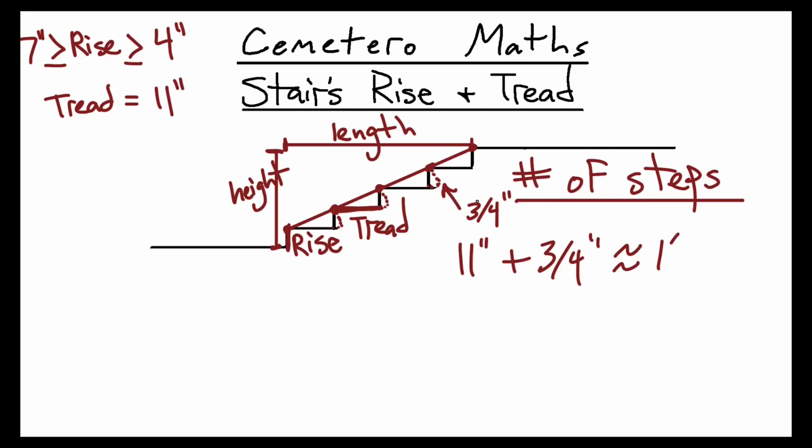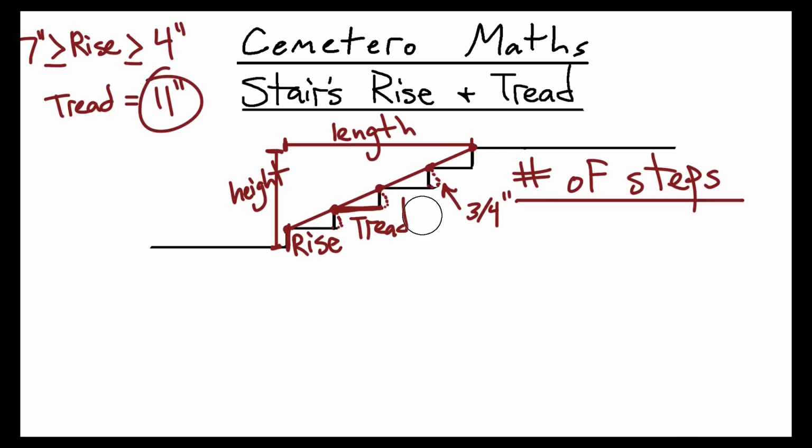But with a 3/4 inch batter from nose to nose, we're going to use 11 inches for our calculations. Okay? I've heard that 12 is the minimum, but I've also heard that it cannot pass 12 inches for the tread. So we'll just say the tread has to be 11 inches.